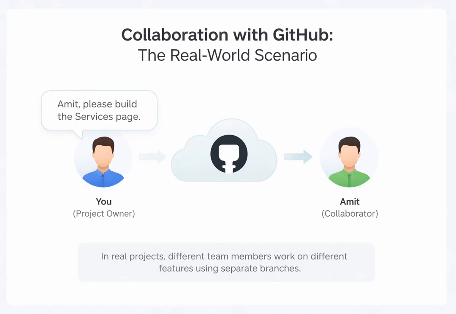Now, let's look at a real-world collaboration scenario. Imagine you're the project owner, and you assign a task to a collaborator named Amit. You tell him that a services page needs to be built. In a proper Git workflow, Amit doesn't just start editing the main branch. Instead, he creates his own feature branch, does his work there, and then submits it for review. This keeps the main codebase stable while new features are being developed.